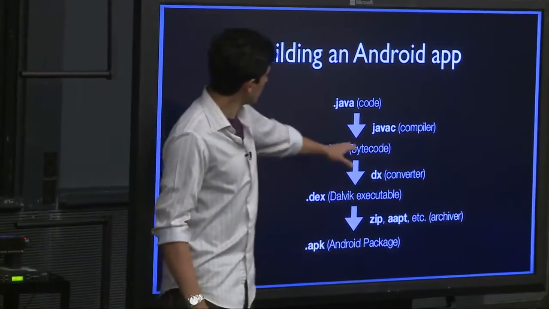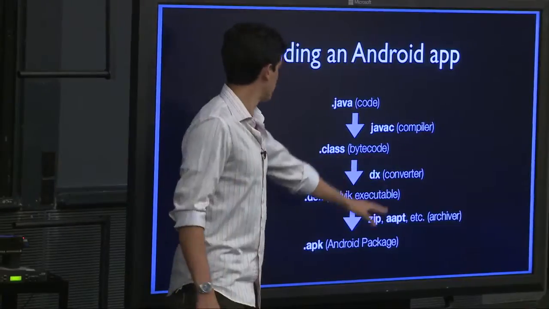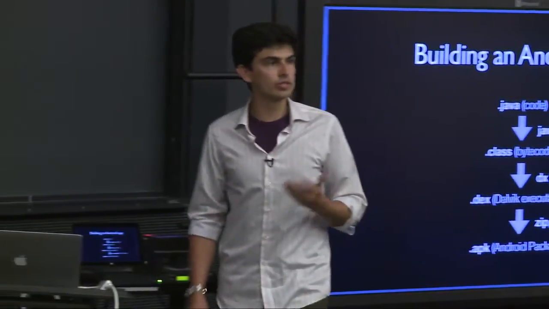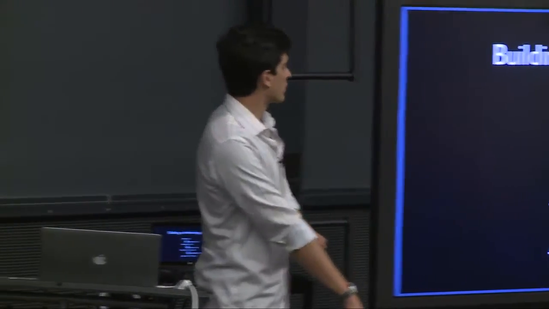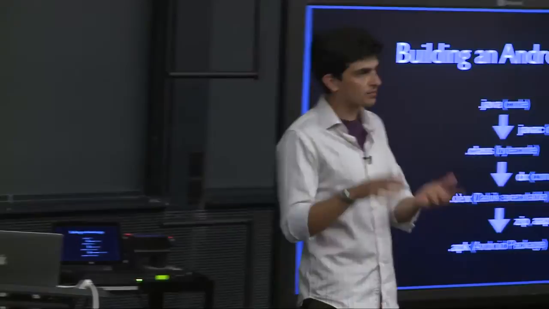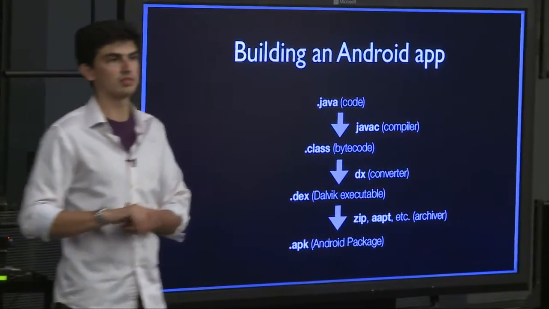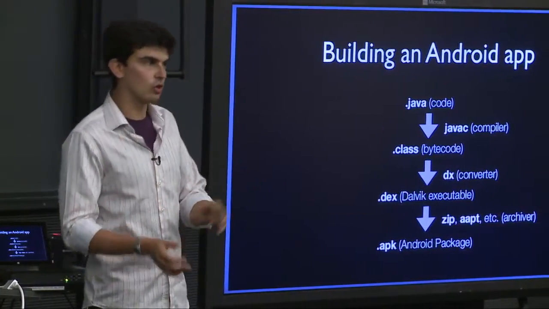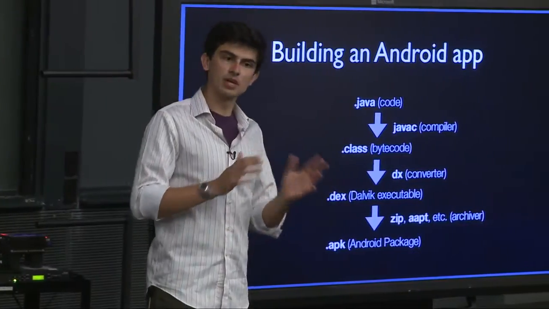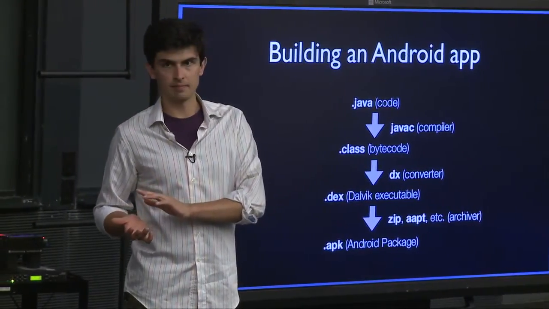So this bytecode is converted to a Dalvik-compatible executable, which is basically just the modified version, again, of this bytecode. It is running, in essence, Java bytecode, but it has been converted. Some things have actually been changed to be compatible with this Dalvik VM. So it's derived from Java, but it's not exactly the same.